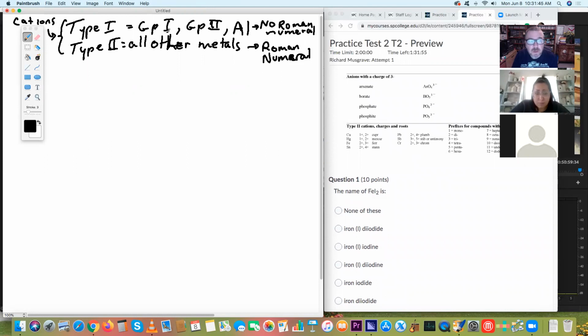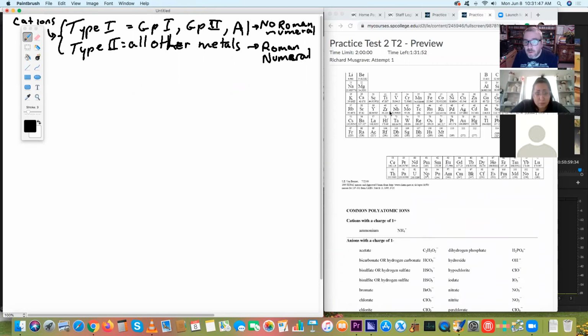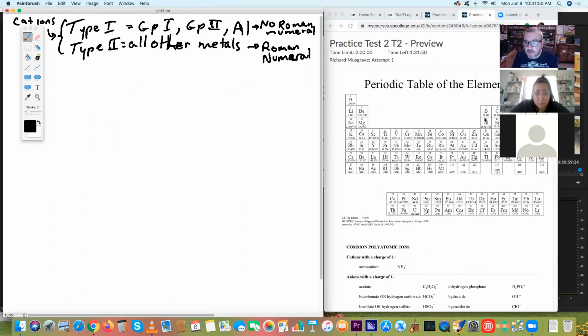But this is important, what I've got up here. We've got type 1, which are in group 1, group 2, or aluminum. This is group 1, that's group 2, and there's aluminum over there. And these have a set charge, so we don't put a Roman numeral in the name. But all the other metals on the chart that aren't in those groups will need a Roman numeral because we don't know what the charges are. They're not set. These have set charges. Group 1 is always +1, group 2 is always +2, and aluminum is +3. And that matches their groups.